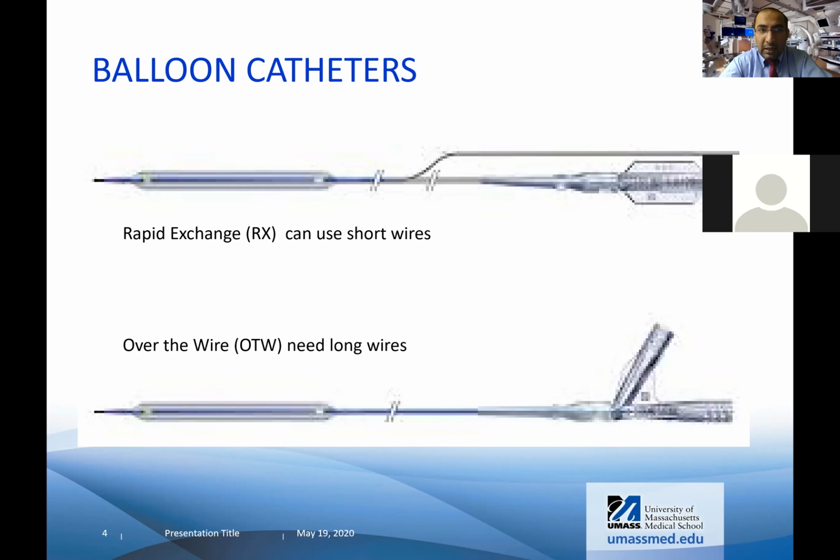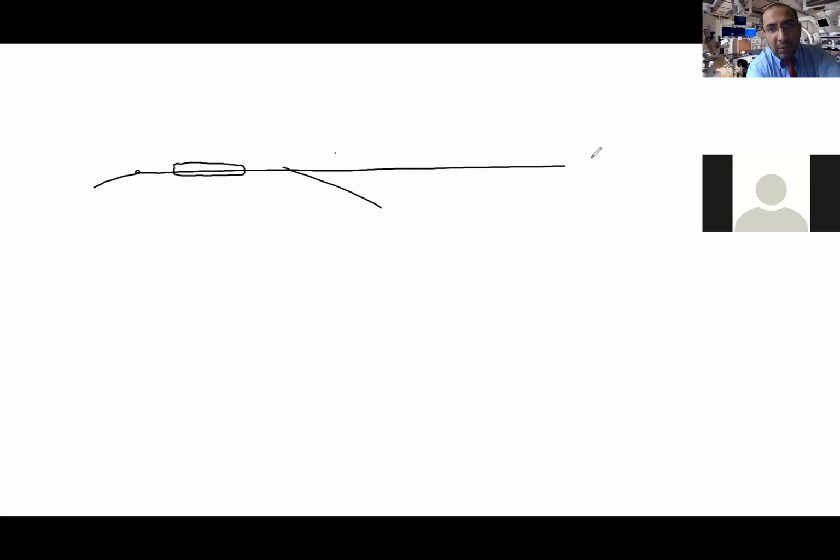What this technology is, that you can have a wire go through. I'm just going to show you. So this is the catheter, balloon catheter. The balloon is somewhere here. Okay. So we put a wire through this, and the wire comes out of here instead of coming out from here. This is a newer technology called RX, or rapid exchange technology.